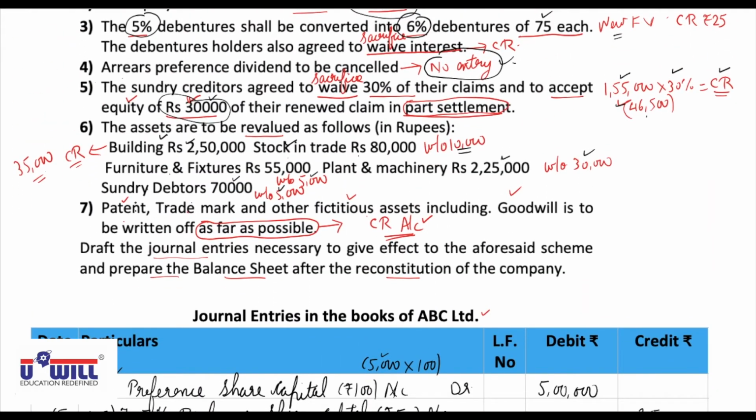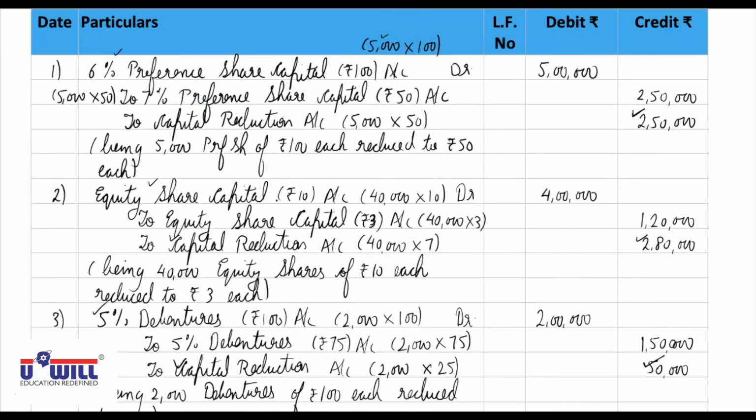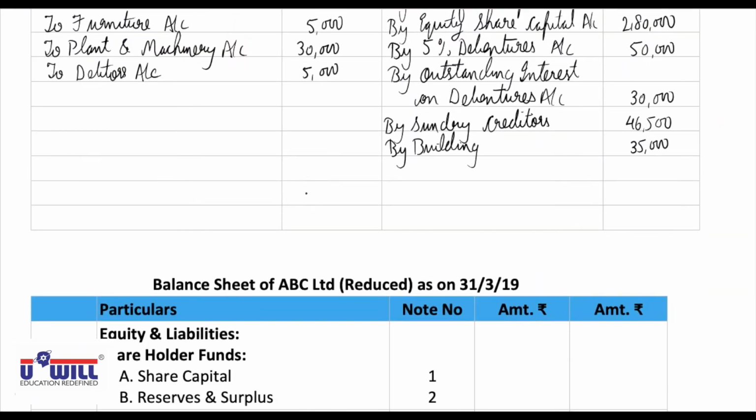Now patents, trademarks and other fictitious assets. What will this other fictitious assets include? As I said, two things: discount on issue of debentures and profit and loss account's accumulated loss. Including goodwill is to be written off now as far as possible. So what we shall do is we'll do the total of capital reduction account, and after writing off every item we will see how much balance is remaining, so that as far as possible condition is fulfilled.